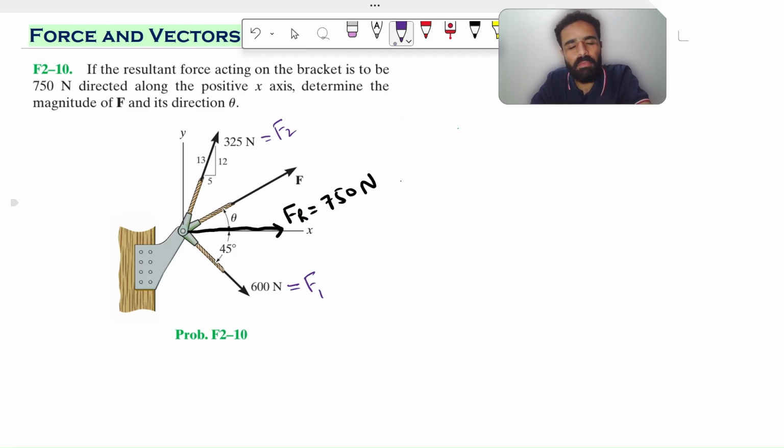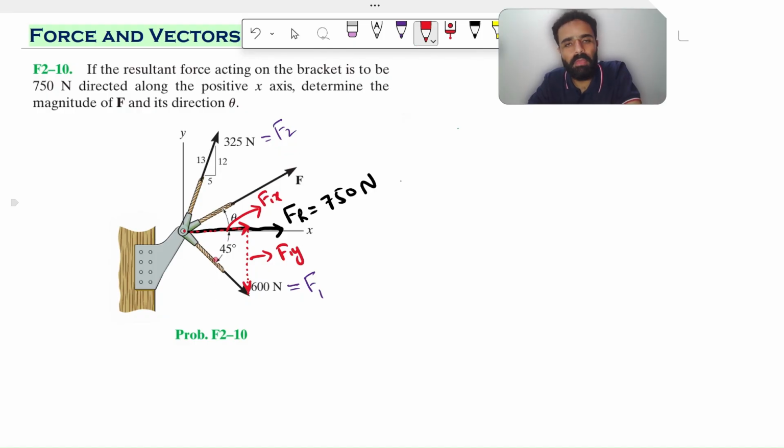I will be resolving each force along its x and y components. Now I will be resolving this F1 force into its rectangular components. From the origin, this will be the Fx component, and this will be the Fy component. The direction of the Fx component will be to the right, and the direction of the Fy component will be downward. So this will be F1x, and this will be F1y.